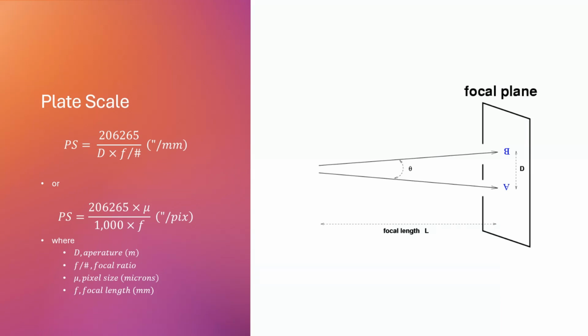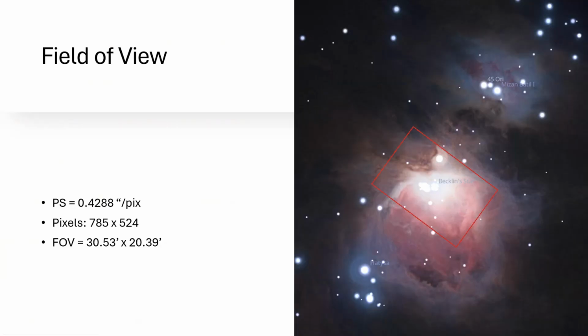To get to the field of view, you simply multiply the plate scale by the number of pixels. So let's imagine we have a camera that is 285 pixels long and 524 pixels high, or wide. We know the pixel scale is 0.4288 arc seconds per pixel. You just simply multiply the pixel scale by the pixels, and voila, you now know the field of view.